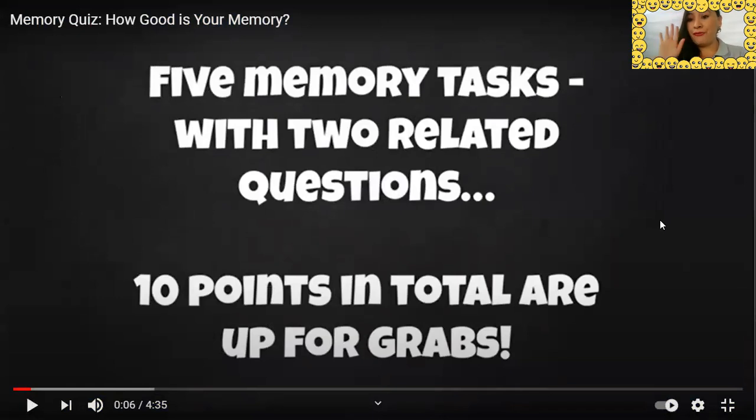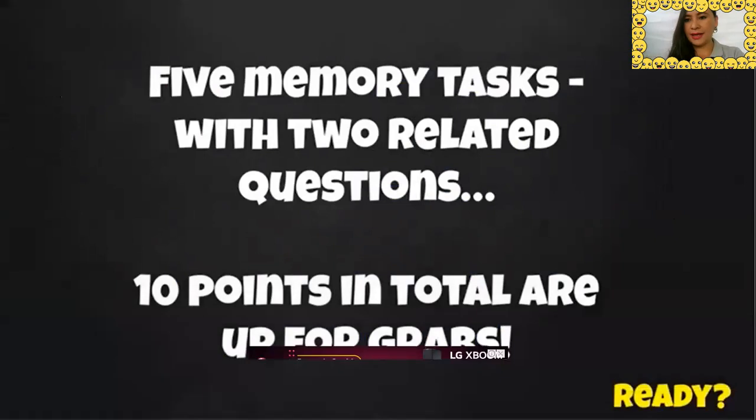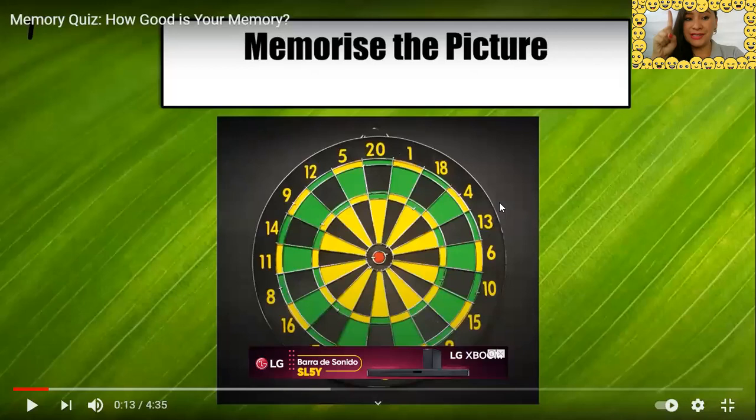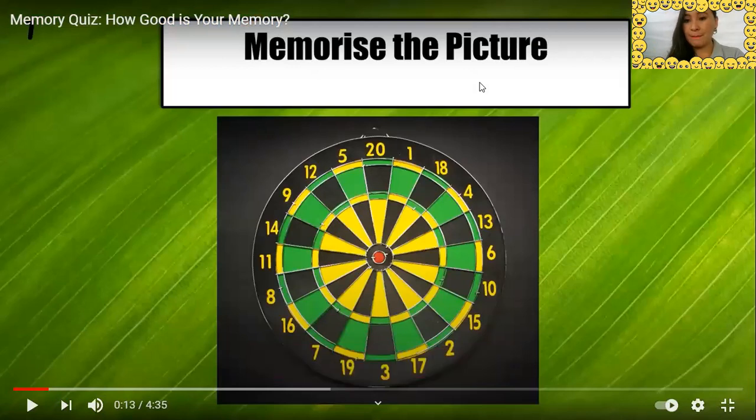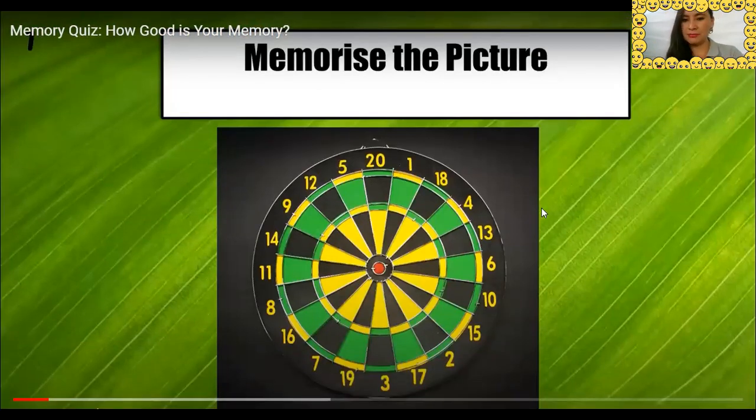Well, listen, you're going to find 5 memory tasks with 2 related questions, 10 points in total. These are the instructions the game is giving you. Okay, this is task number 1. Memorize the picture. I'm going to give you some seconds so you can memorize the picture.